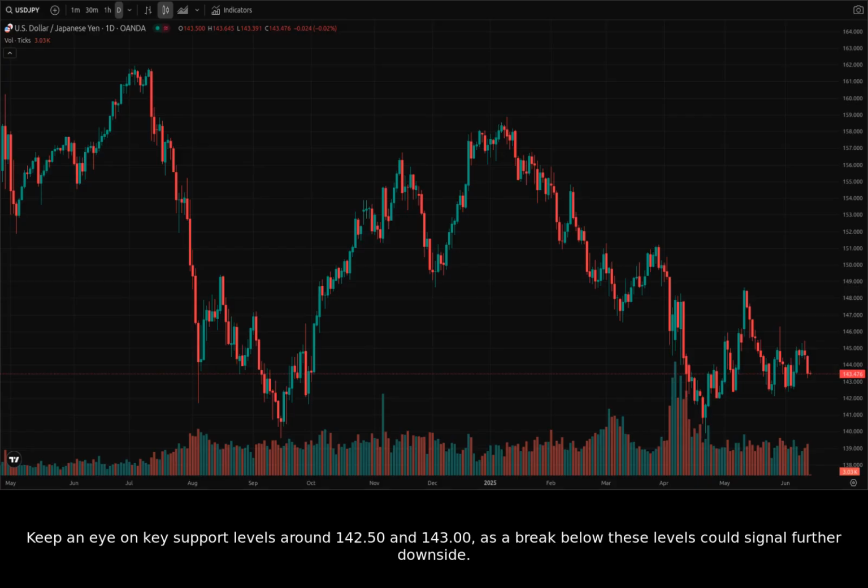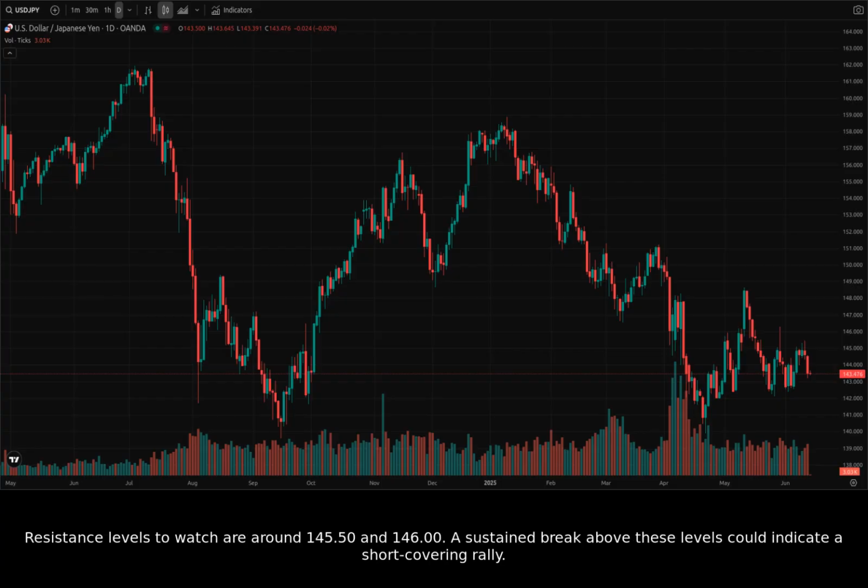Keep an eye on key support levels around 142.50 and 143.00, as a break below these levels could signal further downside. Resistance levels to watch are around 145.50 and 146.00. A sustained break above these levels could indicate a short covering rally.